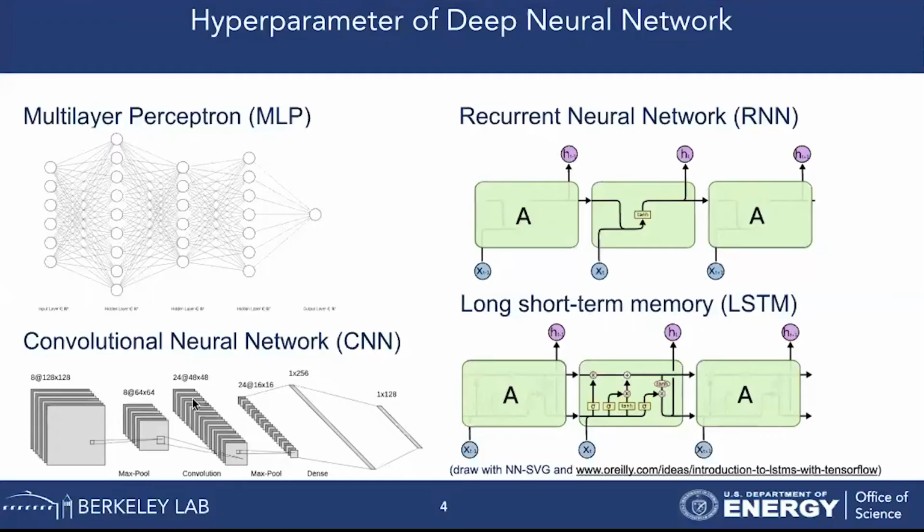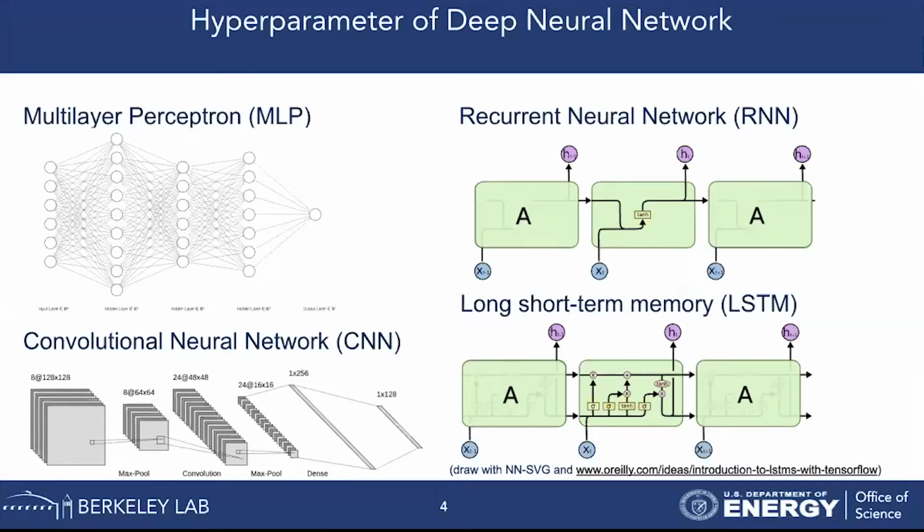Okay, as you already know, there are a lot of neural networks. For example, multi-layer perceptron, convolutional neural network, recurrent neural network, and long short-term memory recurrent neural network. But in this research, our focus is not on only one neural network. We are going to tune any kind of neural network, so it can be called a model-free hyperparameter optimization approach.